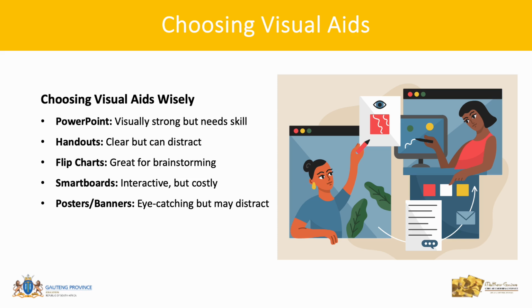In this lesson, help learners think critically about their choices. A PowerPoint presentation is great for structured, visual delivery, but it requires design skills and timing. Handouts can support the audience's understanding, but they may also pull attention away from the speaker. Flip charts are great for brainstorming and workshops, but not ideal for large audiences. Smartboards are highly interactive, but they're expensive and depend on technology functioning properly. Posters and banners are engaging, but may clutter the message if overused.